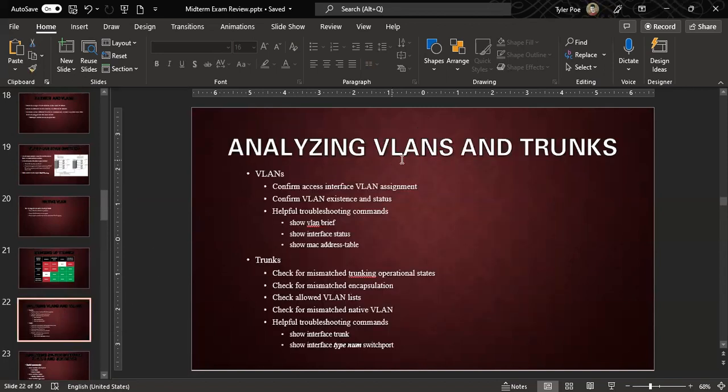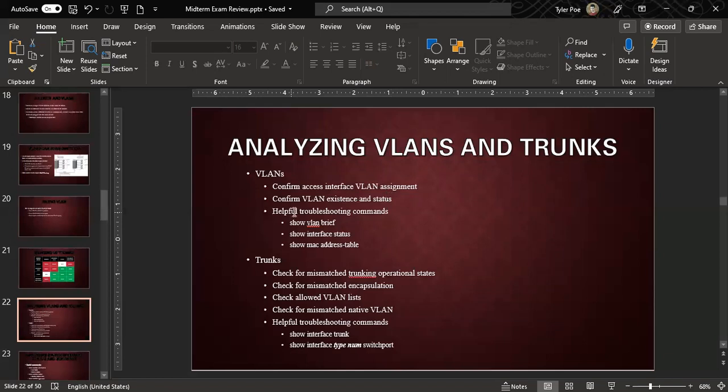So let's discuss looking at VLANs and trunks, like when you're troubleshooting. When you're looking at VLANs for problems, you want to confirm the ports that are configured to the VLAN. You want to make sure the proper ports are configured to a VLAN. When you're working in one of your lab assignments and you note that one of the ports that should be in a certain VLAN is not, this is something you want to look out for. You also want to make sure the VLAN actually exists, and that it's not down or disabled.